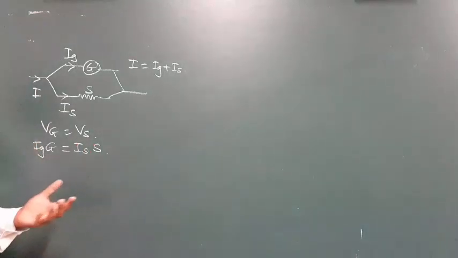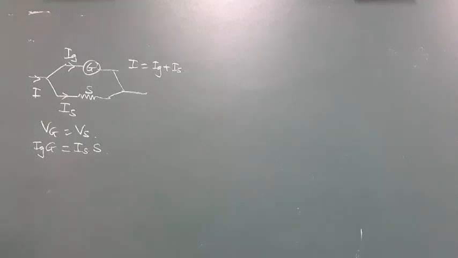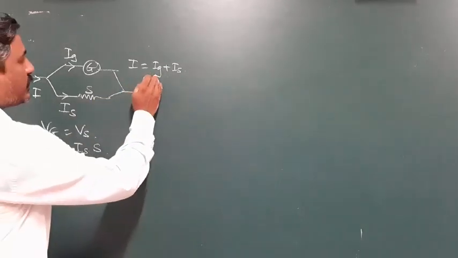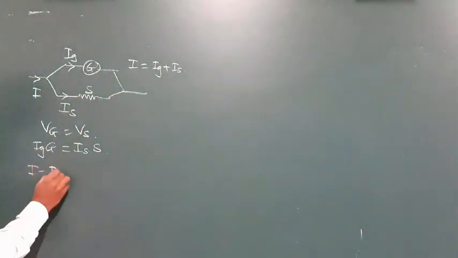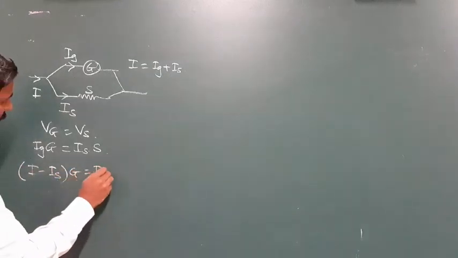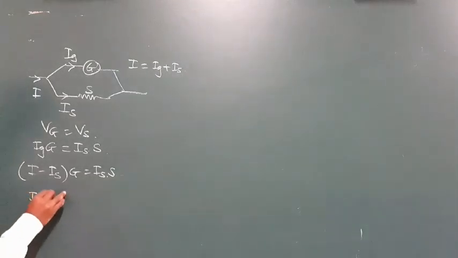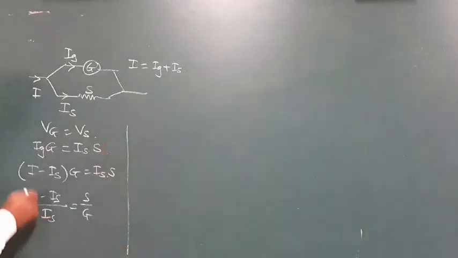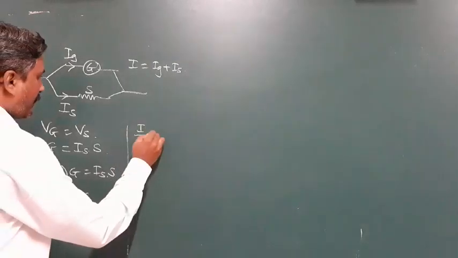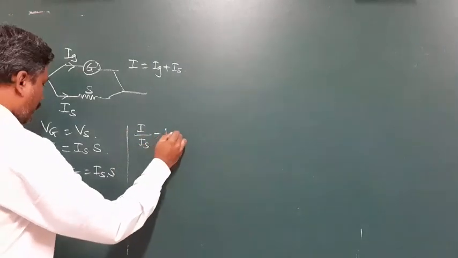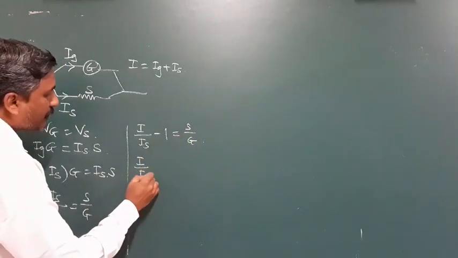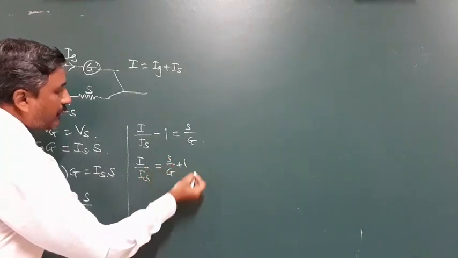Now, in our example, the value related to the shunt is given, so I am converting Ig in terms of the shunt. So Ig equals I minus Is. So I am writing (I minus Is) into G equals Is into S. Now the next part is very easy. (I minus Is) upon Is equals S divided by G. Splitting the denominator, I upon Is minus 1 equals S by G. So I upon Is equals S upon G plus 1.